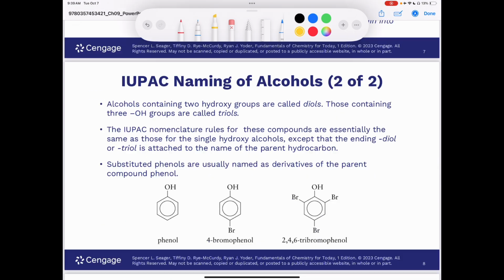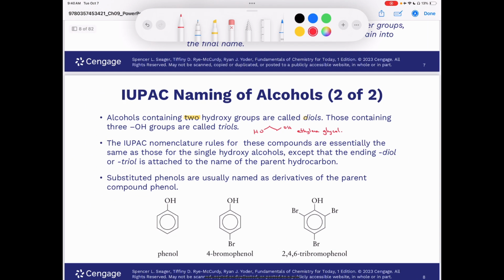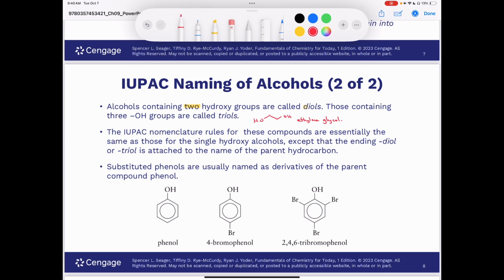Now, alcohols containing two hydroxy groups, we call those diols, right? We know the prefix di represents two, so two alcohols, diols. I think it kind of stands to reason there. A very commonly found diol would be this one here. So if I just draw the structure here, this is called ethylene glycol. And this is one of the major components found in automobile antifreeze. The IUPAC nomenclature rules for these compounds are essentially the same as those for naming single hydroxy compounds, except the ending would be diol. And if you had three hydroxyl groups, it would end with triol or tetrol, et cetera.